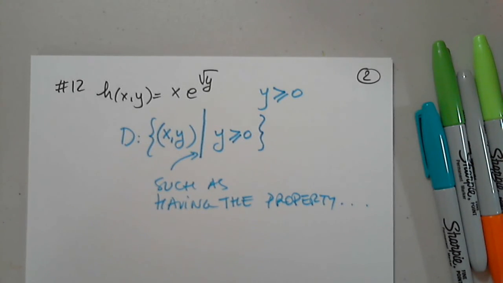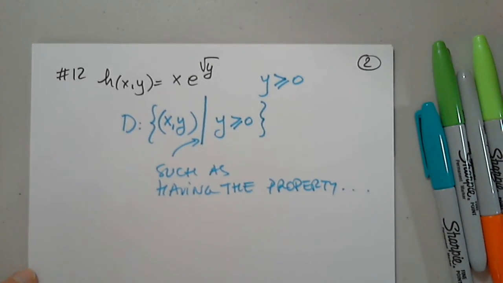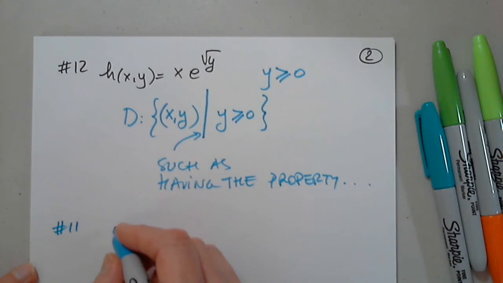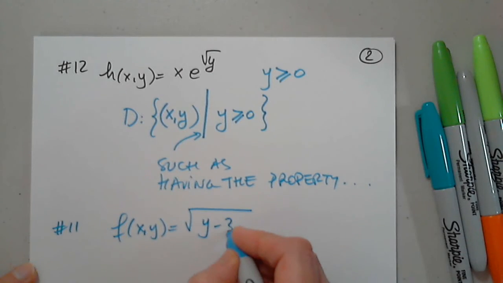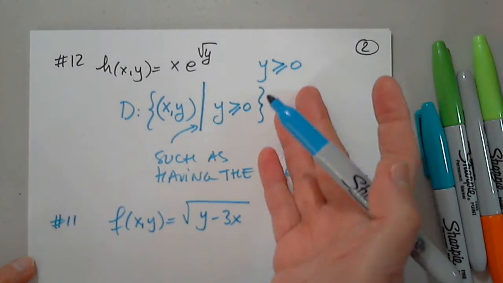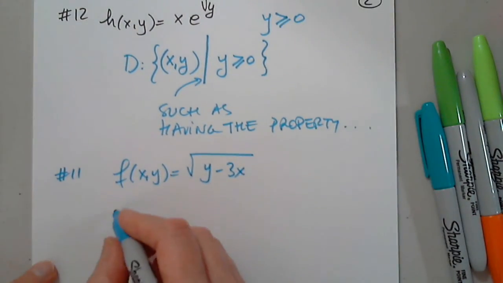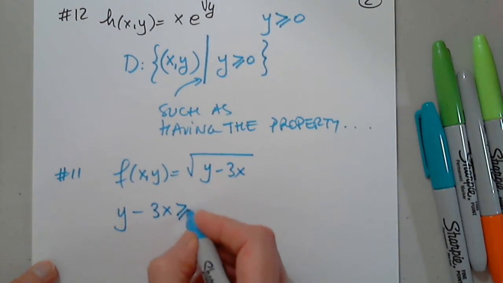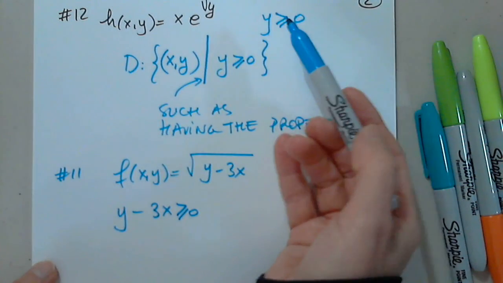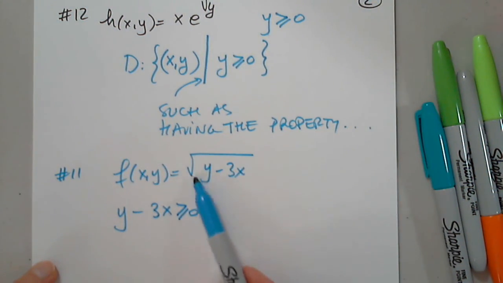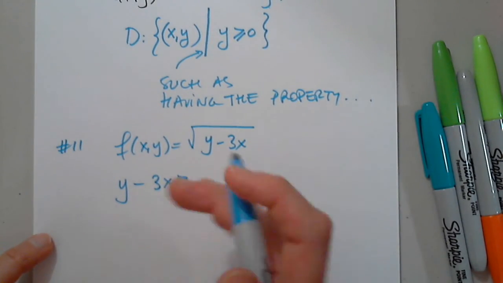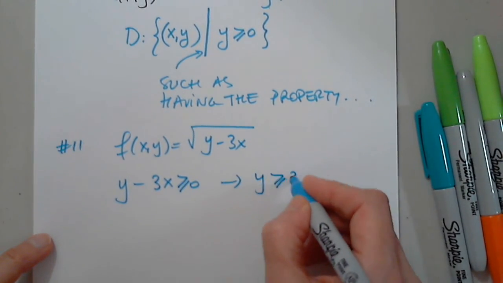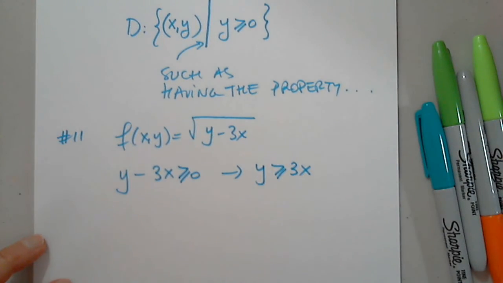I would like to choose 11. In 11, we have f of x comma y, the square root of y minus 3x. You already told me, I'm not going to ask you again. So you already said this. If you said y greater than or equal to 0 for this, you're going to say y minus 3x greater than or equal to 0. And this cannot be solved. You could just simply write y greater than or equal to 3x. We cannot solve that, right?